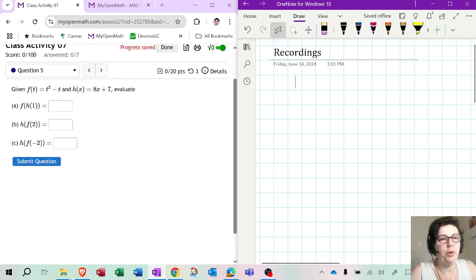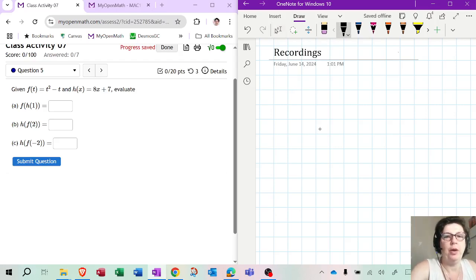Hi guys, in this question we are going to compute composition of functions at certain values. Okay, so the first example is we want to compute f of h of 1. Now always start at the inside. So the inside is 1. We start all the way on the inside.